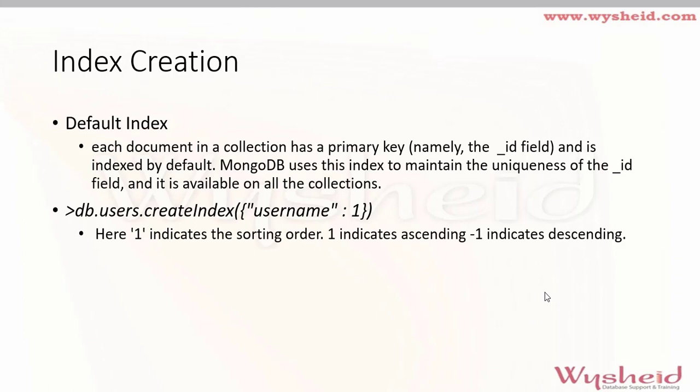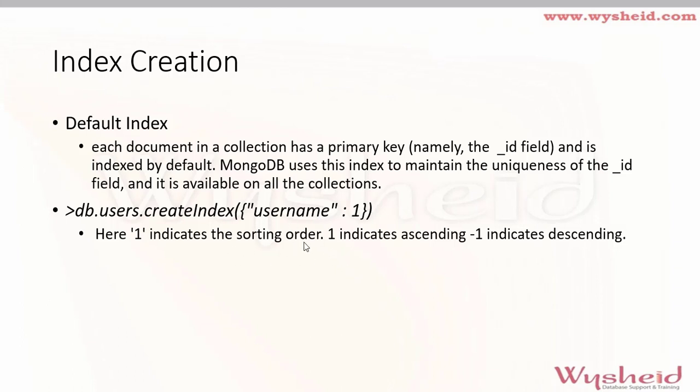The command to create the index is by using the method createIndex. So the syntax will be db.collectionname.createIndex, and as a parameter for that method, we will give the field on which we want the index to be created and the sorting order. If you take this example, I am trying to create an index on the users collection. So the command will be db.users.createIndex, and as a parameter for that method, I am passing username, that is the field on which my index is to be created, and 1.